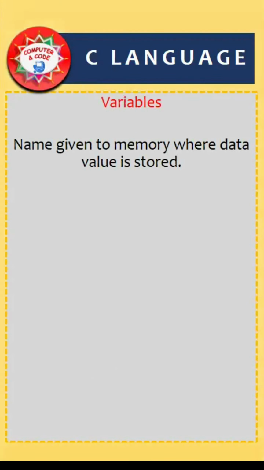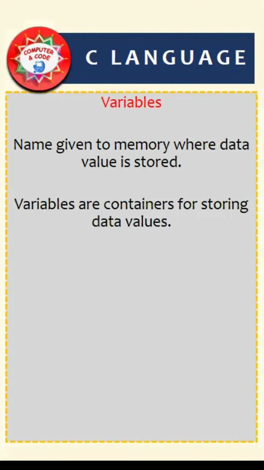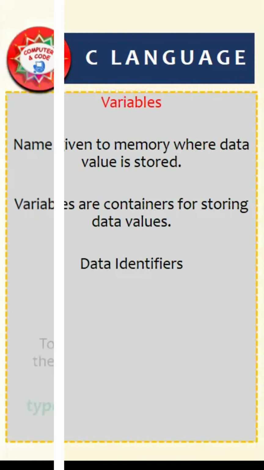In this video, we will be seeing what is variable in C language. So variable in C language is nothing but name given to memory where we store the data value which we use in our program. And we can also call variables as containers for storing the data values. And we can also in simple call it as data identifiers.